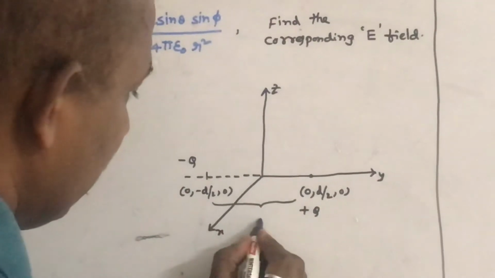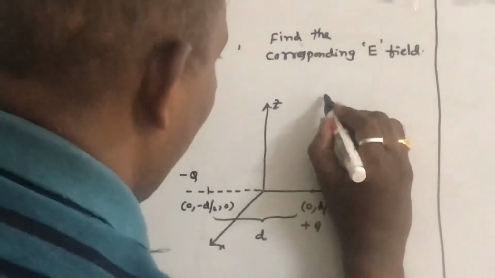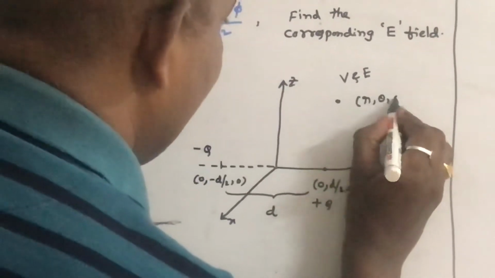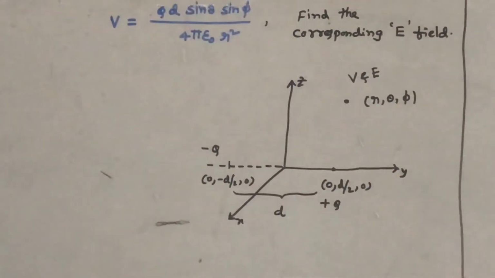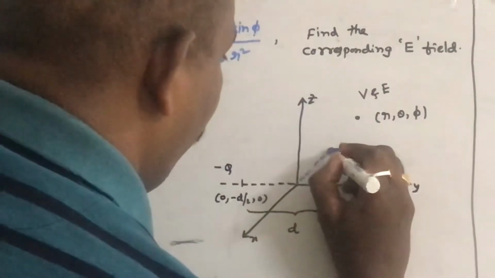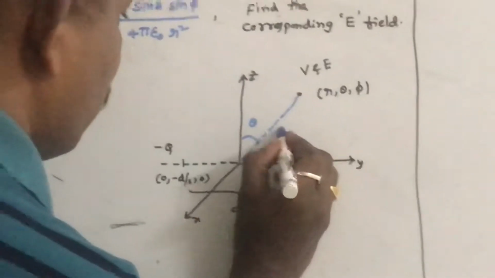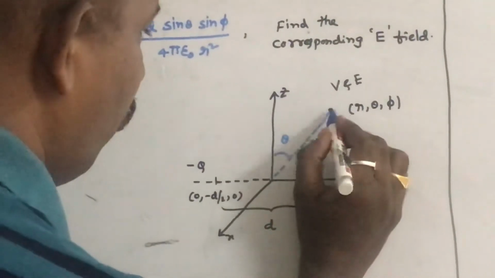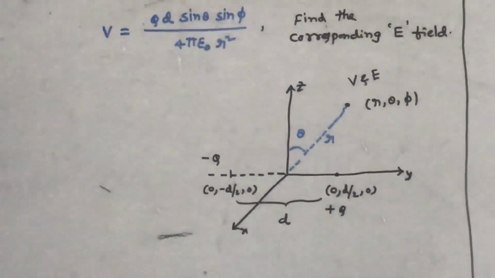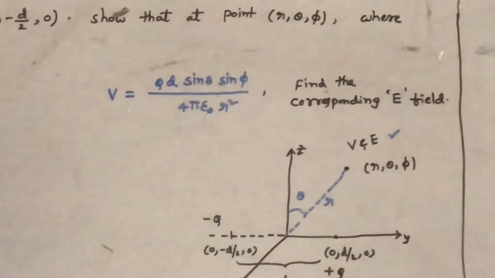The distance is d. It is asked to find the potential and the electric field at point (r, theta, phi), where r is the radius from the origin. As you know, for the spherical coordinate system this angle is theta. So this is r, and phi we can extend downwards, where the angle with the x-axis is phi. Therefore we want to find V and E. So we want to prove V is equal to this and E is equal to this.